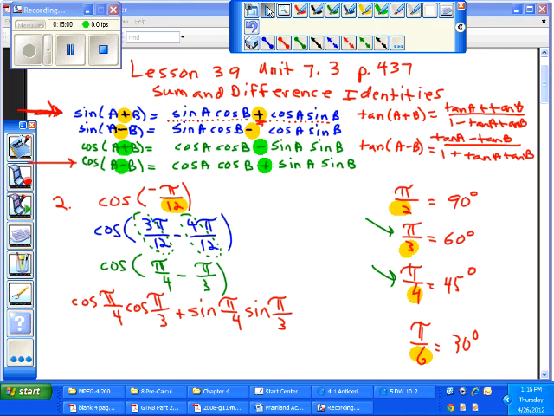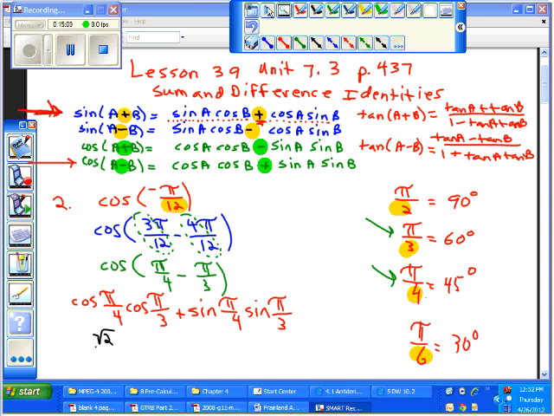Anyway, so now we want the answers to this. Well, pi over 4 is 45 degrees. What's cosine 45, or what's cosine pi over 4? Square root 2 over 2. And pi over 3 and pi over 4 are both in quadrant 1, right? So everything's positive this time. So we'll just go ahead and establish that fact.